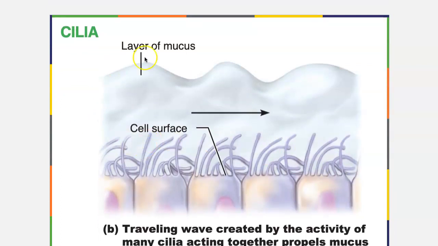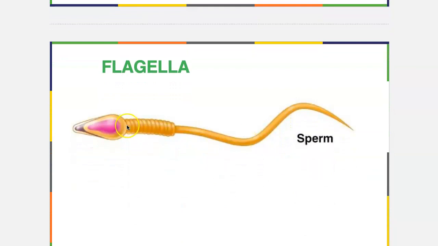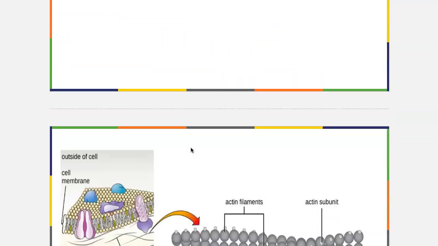Like also cilia moving mucus. I'm assuming that this is a columnar epithelial cell in the respiratory system. That's my assumption. Here's a sperm cell. It contains a flagella, which helps it move, powered by microtubules.